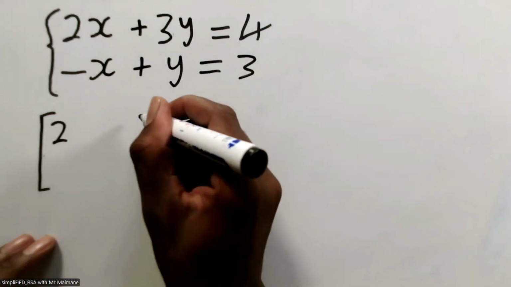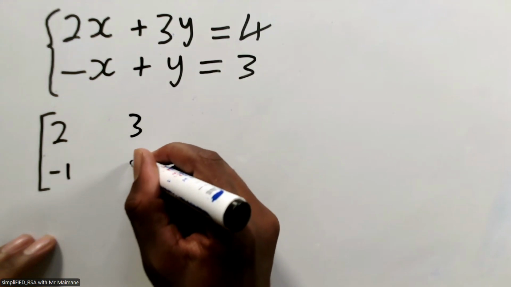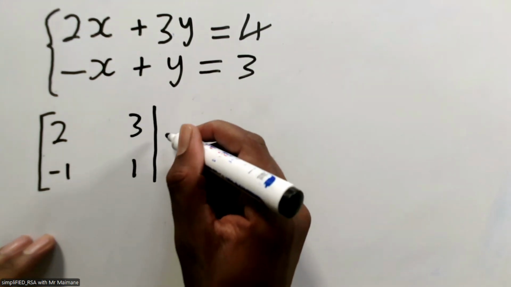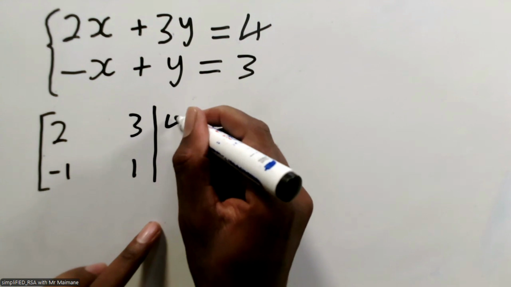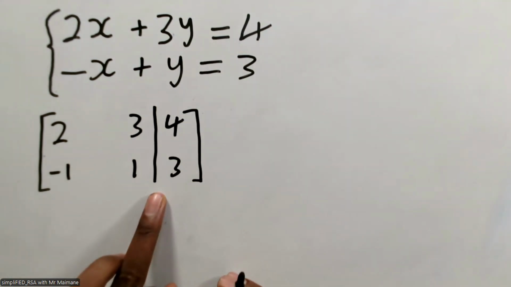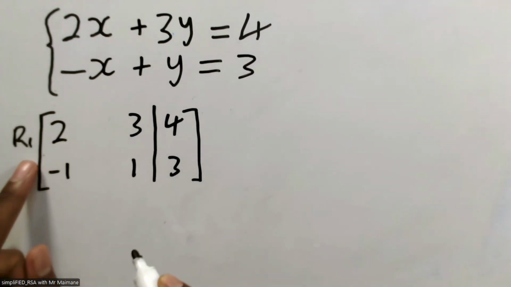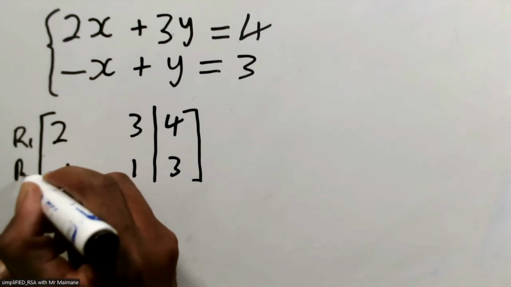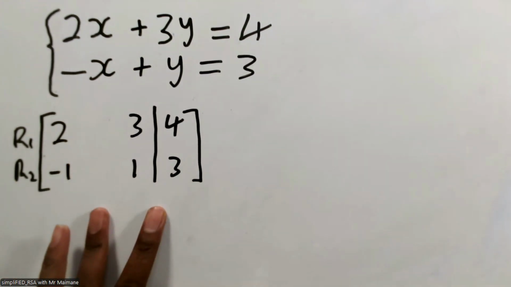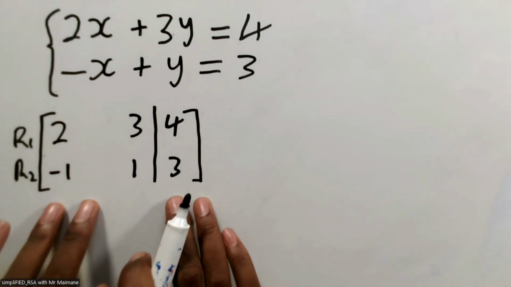I have 2, 3, -1, 1. All these coefficients equal 4 and 3. And like I mentioned last time, the solid line represents an equal sign. I have row 1, the first row, and row 2, the second row. Now all I need to do is manipulate the rows until I get my solution.